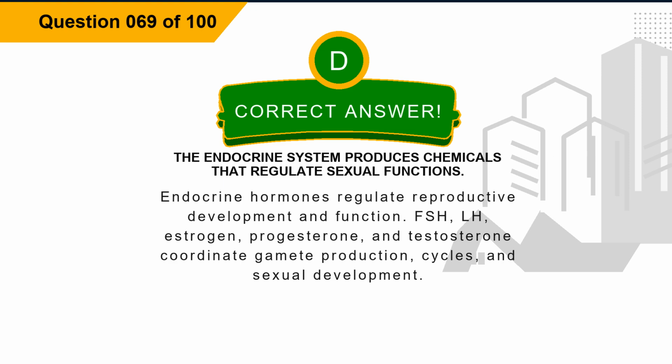The correct answer is option D, the endocrine system produces chemicals that regulate sexual functions. Explanation. Endocrine hormones regulate reproductive development and function. FSH, LH, estrogen, progesterone, and testosterone coordinate gamete production, cycles, and sexual development.